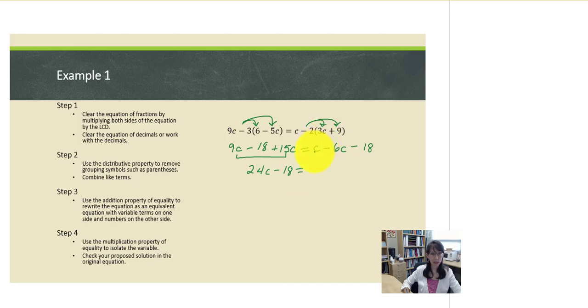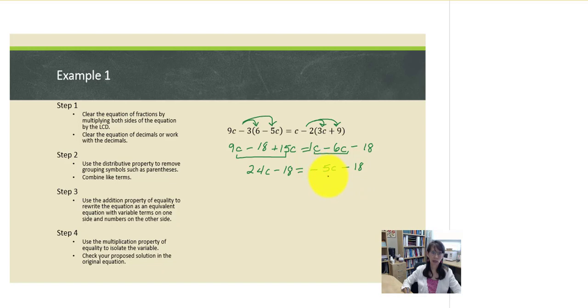And on the right-hand side, c minus 6c are like terms. So this c really is 1c minus 6c. That's negative 5c minus 18. Notice that we have the variable c on both sides of the equation, and we have constant terms on both sides of the equation. So our work is not done.